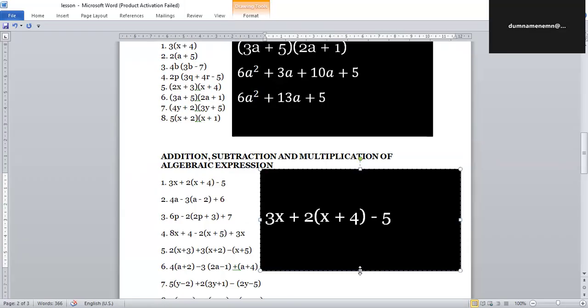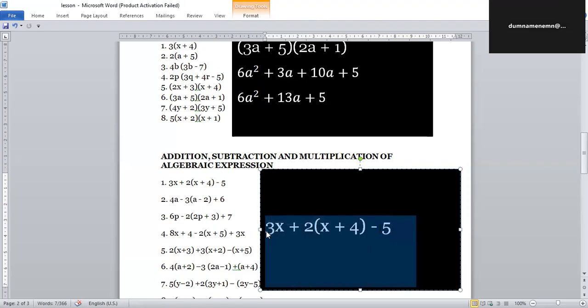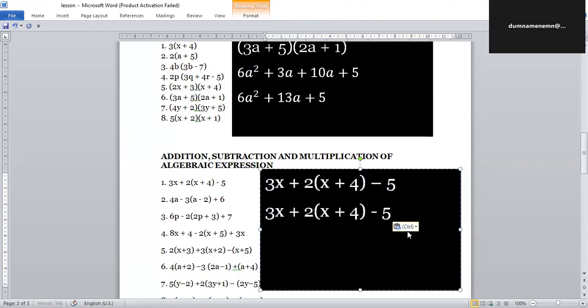First thing you are going to do is look at the bracket. You simplify the bracket first. Let there not be bracket. Remember what we said earlier, that the number that precedes the bracket is going to multiply every single number inside the bracket. So this bracket is going away. 2 precedes the bracket. So 2 multiply x, I'm going to have 2x. Then 2 multiply 4, I'm going to have 8.